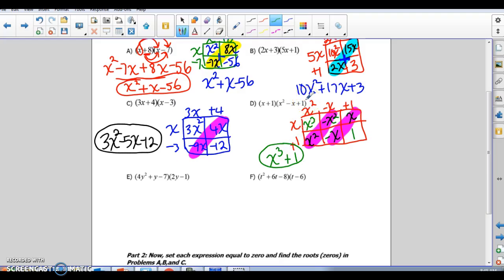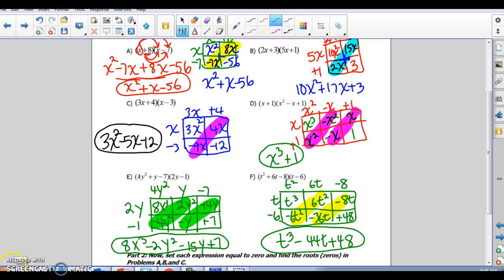Now I want everyone to pause the video and try example E and F. Again, this is 3 by 2, so trinomial by binomial. So you need to make a 3 by 2 box. Pause the video. Alright, so this is my answer.